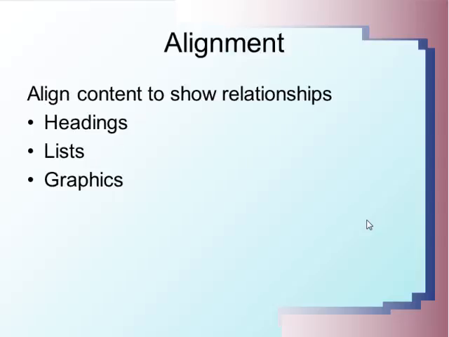Alignment is another way to show relationships to help your audience read your documents. Take a look at the table of contents you created. Notice top level table of contents items are aligned to the left. Subheading table of contents are indented a little bit. You'll notice the same things with our lists.